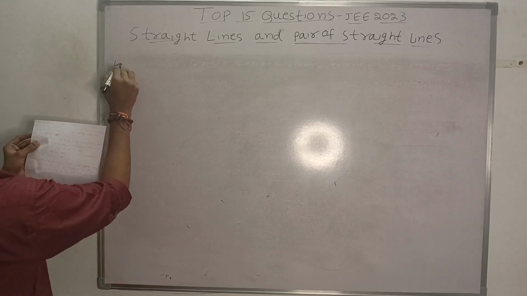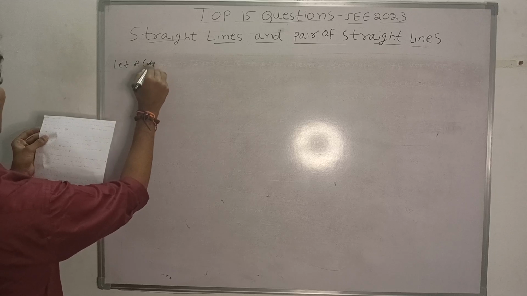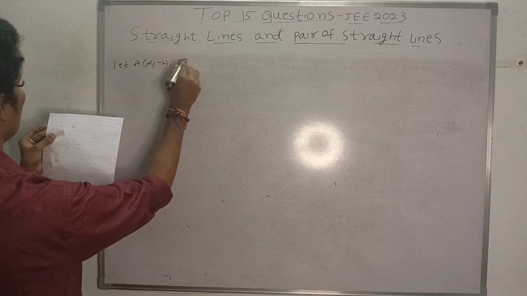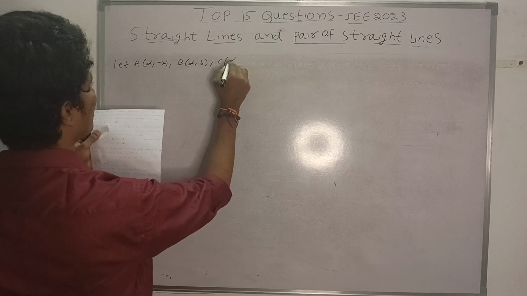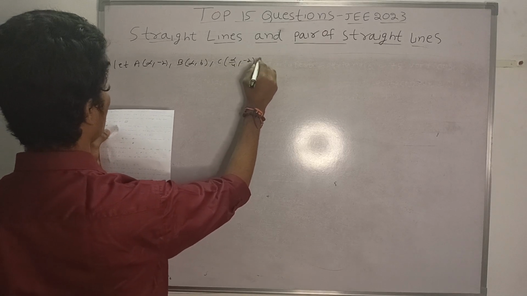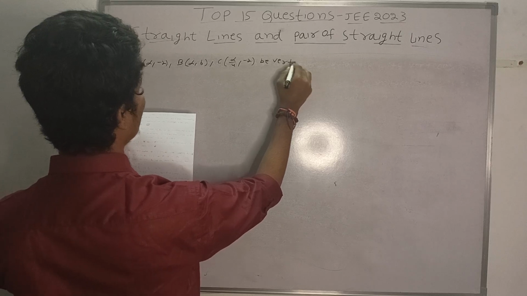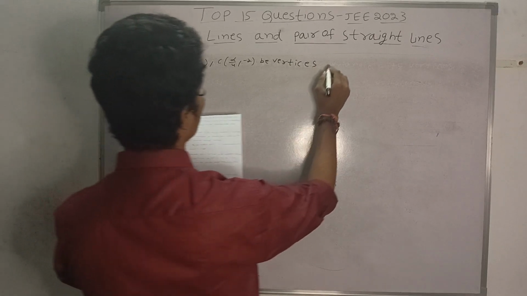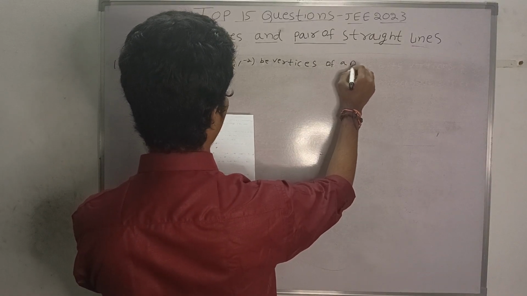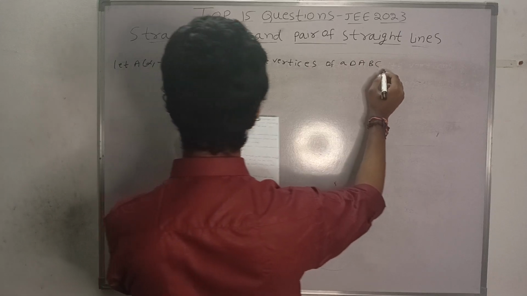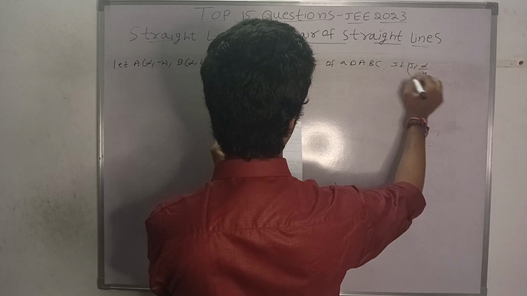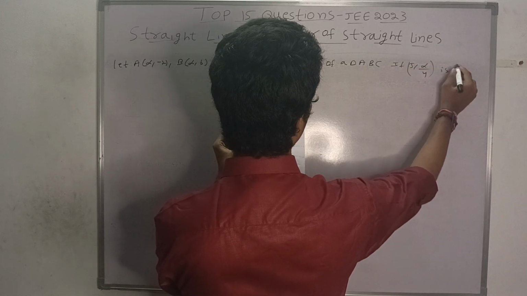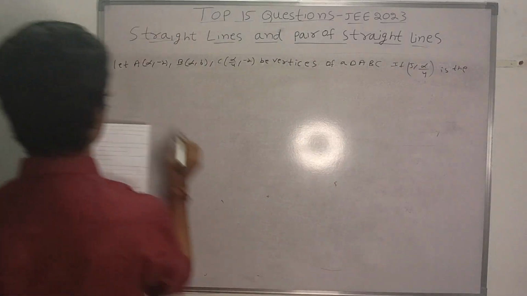And now the next question is: let A alpha comma minus 2, B alpha comma 6, C alpha by 4 comma minus 2 be the vertices of a triangle ABC. If phi comma alpha by 4 is a circumcenter.